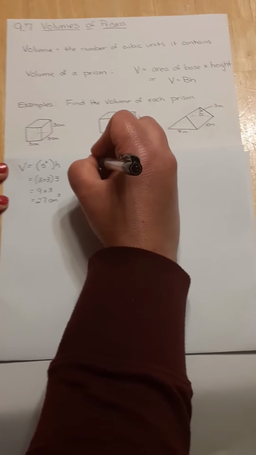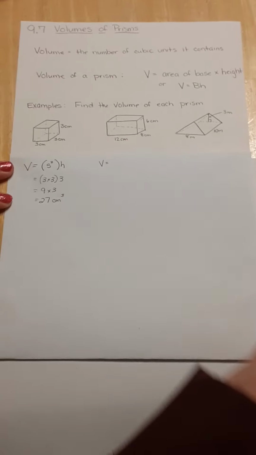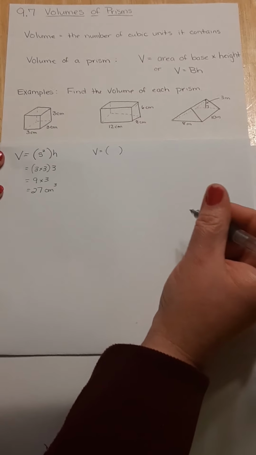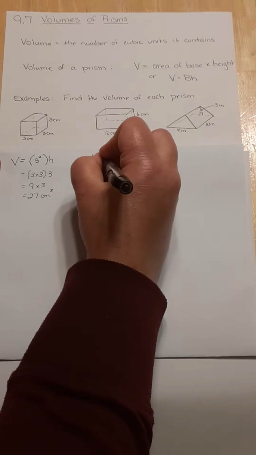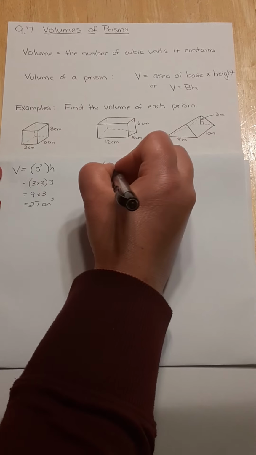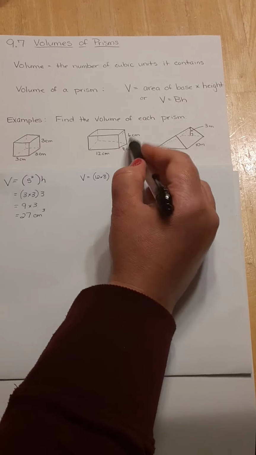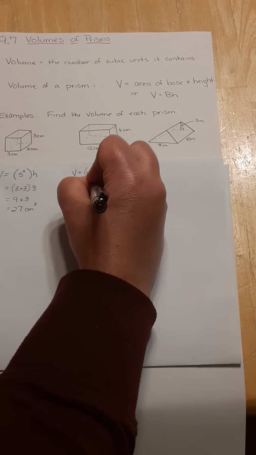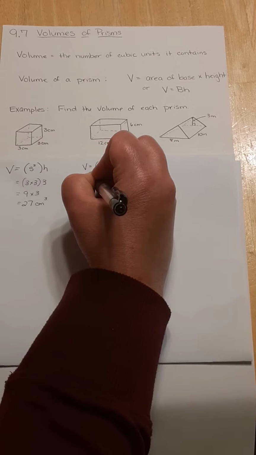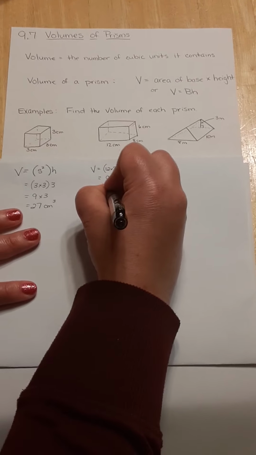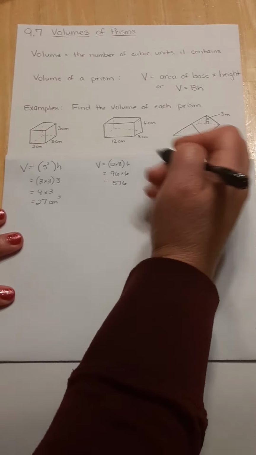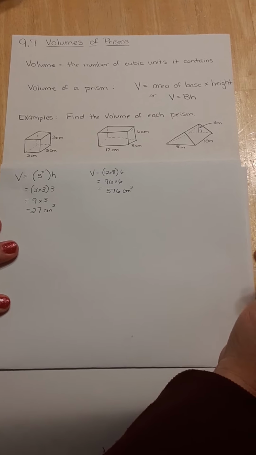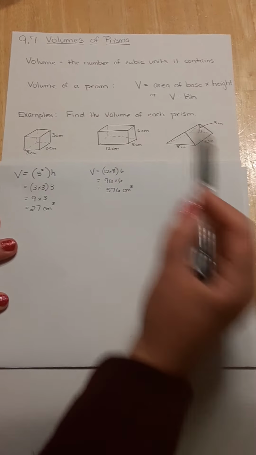Okay, let's look over here. I have a rectangular prism here. How do I find the area of a rectangle? It's simply length times width. So what is my length? I've got 12, and my width is 8, and the height of my figure here is 6. So 12 times 8 is 96, and I'm going to multiply that by 6 to get my total answer of 576. My units again are centimeters, and I've got a cubed. Finding volume is pretty straightforward and easy. I just need to find the area of the base times the height.